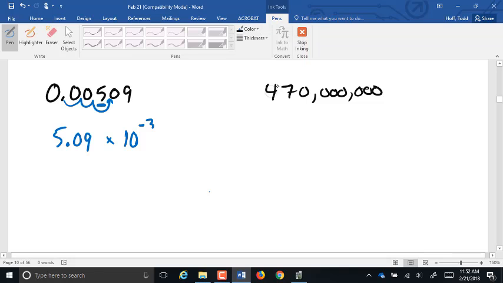470 million. Again, the first non-zero digit is our 4. That's where we're going to focus. That's going to be 4.7 times 10 to the, well, our decimal point started here, moves to there. It went 1, 2, 3, 4, 5, 6, 7, 8 places. So 10 to the 8th. That's a large number, much bigger than 1, so that's a positive power of 10. So 10 to the positive 8th.